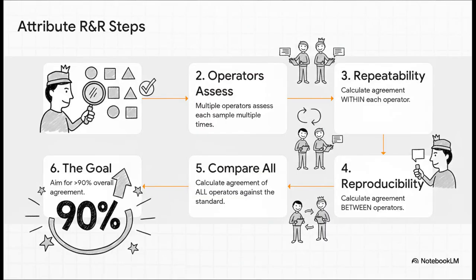The process itself is pretty straightforward. You start with an expert, a master appraiser who sets the correct answer for a bunch of sample parts. Then, your real operators inspect those same parts, usually a few times each. From there, you can calculate their repeatability, how often they agree with themselves, and their reproducibility, how often they agree with each other. And finally, you see how well they all agree with that expert standard. The goal here is pretty high. You're usually shooting for over 90% agreement across the board.